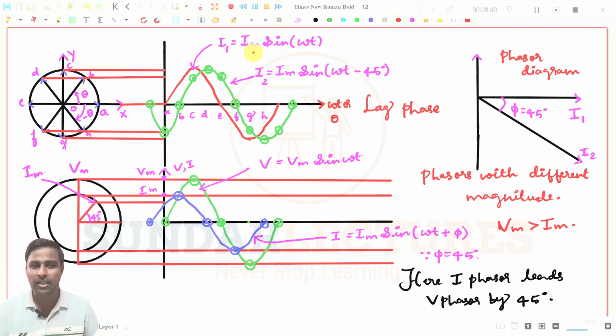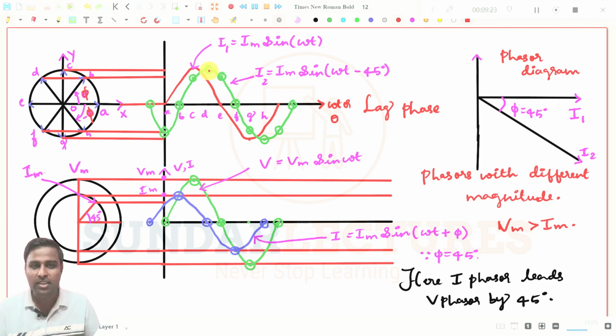If this is I1, that means the reference phasor I equals Im sin omega t, that is nothing but this phase, and I2 is Im sin of omega t minus 45 degrees. If it is minus 45 degrees, you see it has come here. This is actually pi, not theta, so you don't confuse yourself. So this is minus 45 degrees. Then what happens now? At this point, I have extended this point here. At the 0 instant, your graph will start from this point. That means I2 will start from this point, and it will go like this. See this one.